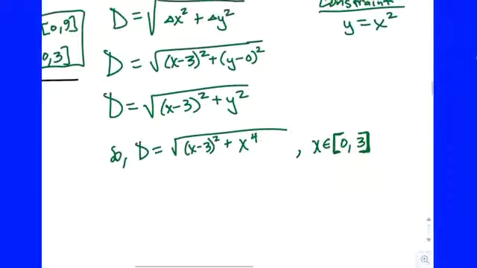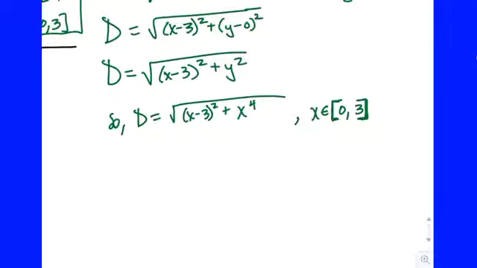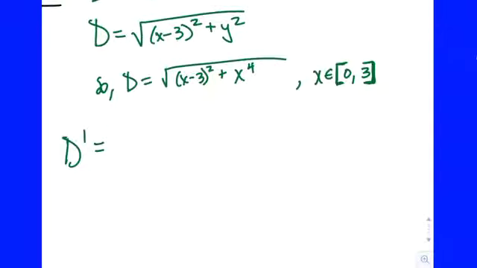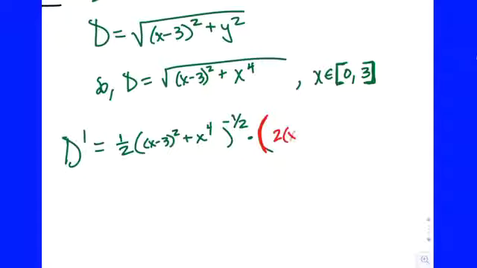Okay, so now I just need to see if I can find any critical values between 0 and 3, right? So let's find the derivative, D prime. Well, that's the whole thing to the 1/2 power. So by the chain rule, that's 1/2 times the whole thing to the negative 1/2 power, so that's x minus 3 squared plus x to the 4th, times the chain rule, the derivative of the radicand. All right, and the derivative of the radicand is going to be 2 times (x minus 3) to the 1st, plus 4x cubed.